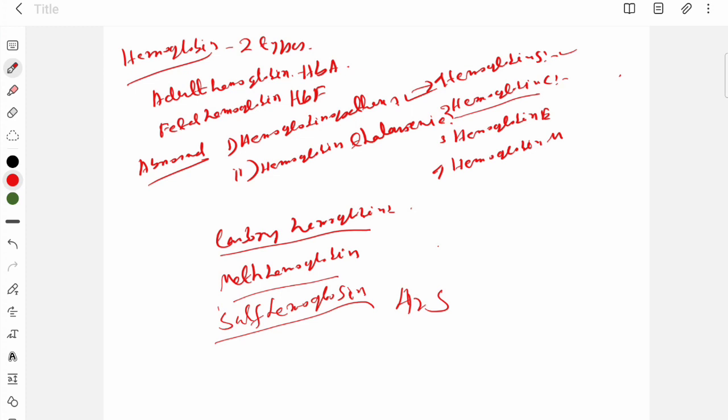So, these are about normal hemoglobin, its functions, types of hemoglobin, both normal and abnormal, and some abnormal derivatives of hemoglobin.